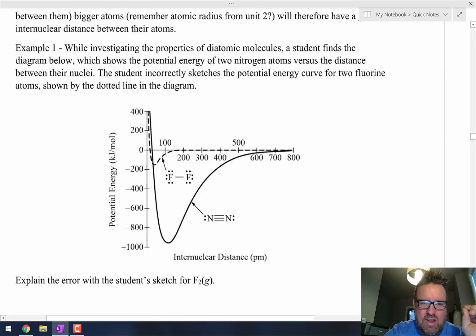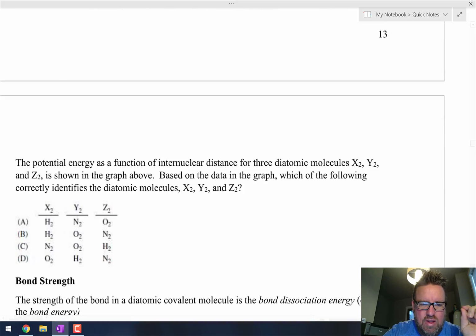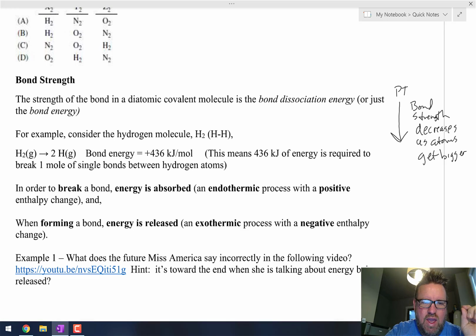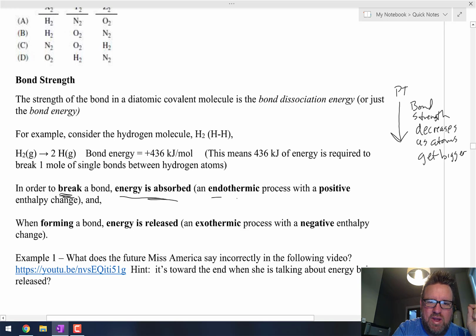I get into that in a little more detail down here. Let's go ahead and jump to that. In order to break a bond, energy is absorbed. That is an endothermic process. It's a positive delta H. Anytime you form a bond, energy is released, which is an exothermic process, and that's a negative delta H.